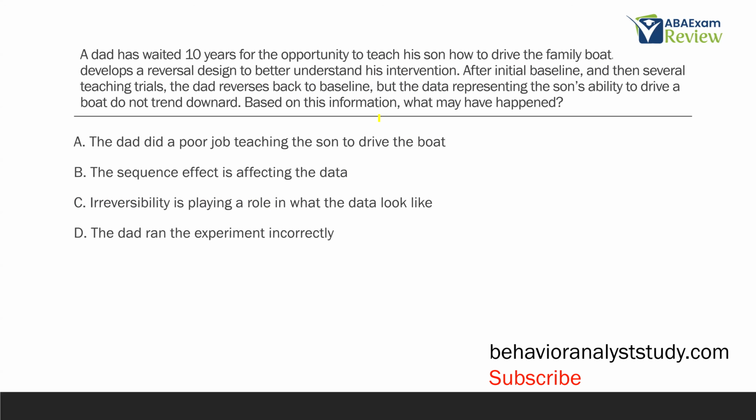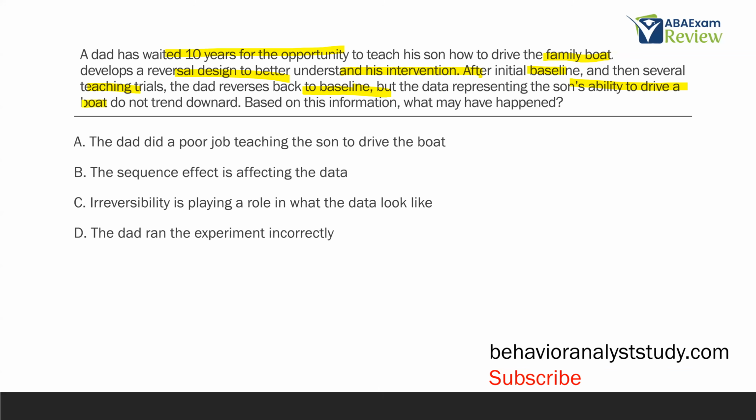All right, kind of worded confusingly, right? So we have a dad, he's waited 10 years to teach his son how to drive the family boat. He develops a reversal design to understand his intervention. So assumingly, he wants to better understand, is my teaching effective at teaching him to drive the boat? So he takes baseline, and then he teaches, and then goes back to baseline. So we've got this ABA design. However, the data don't show any decrease in the son's ability to drive a boat.